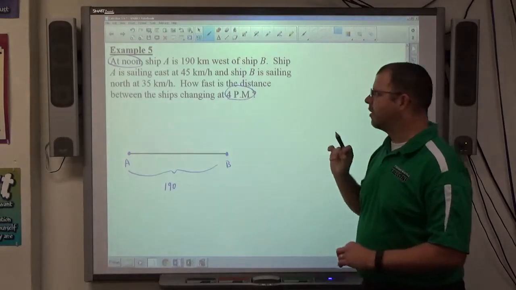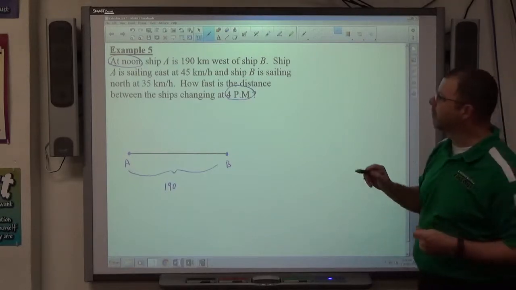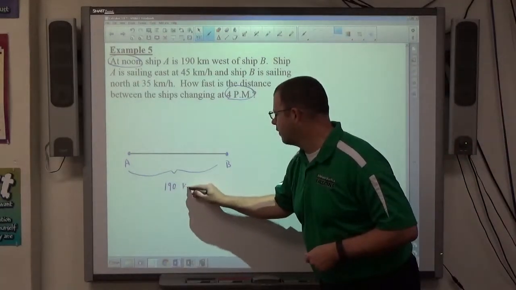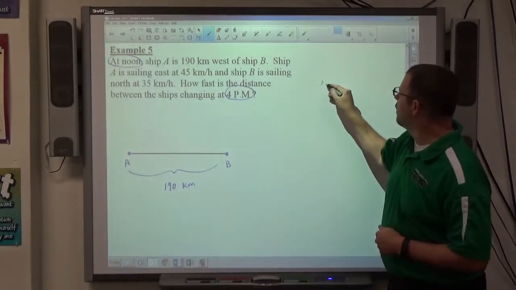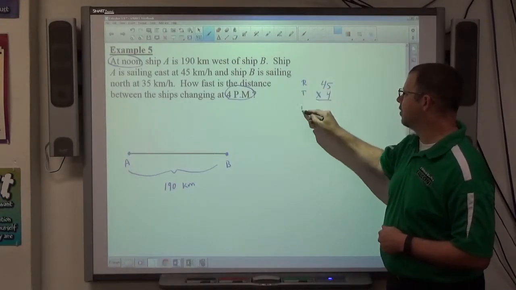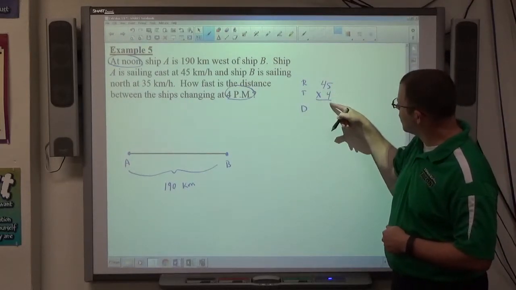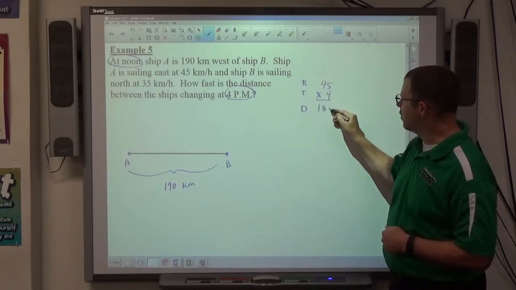So what I want to consider first of all is, how far will ship A go? How many hours is ship A sailing? 4. And how fast is ship A going? 45 kilometers per hour. So we know, and this is kilometers here, 190 kilometers. If I do 45 times 4, this is rate, this is time, this will equal distance. 45 times 4 is 0, carry the 2, 180 kilometers.